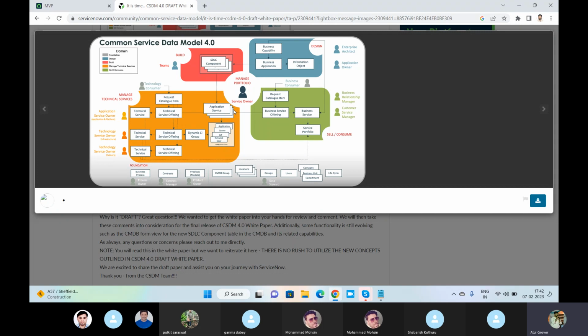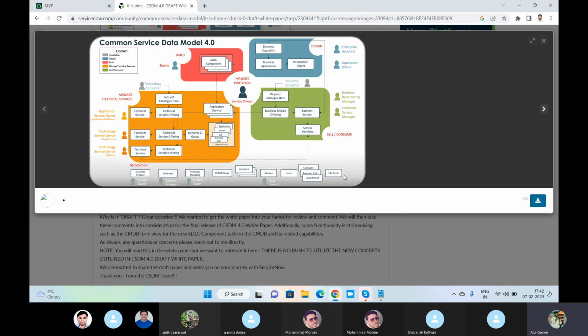So what CSDM says is, CSDM divides the structure into 4, or I can say 5 domains. 1, 2, 3, 4, and 5. The basic domain is called the foundation domain, where I keep my groups, my locations, my users, my departments, my business units, and their life cycle.